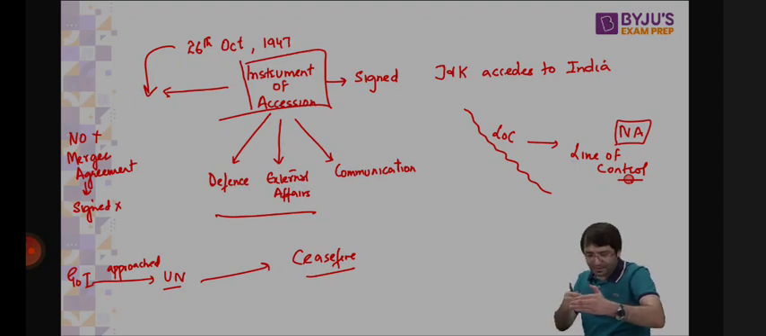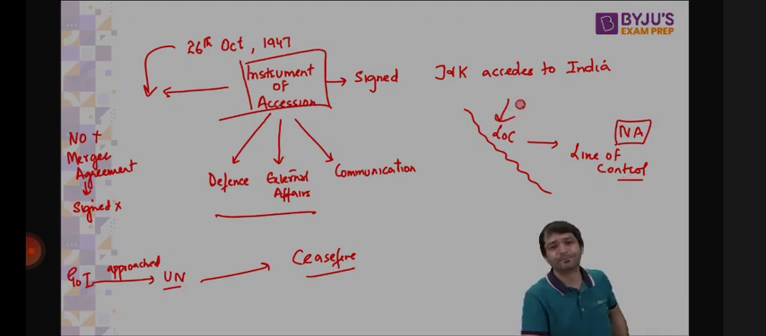United Nations said, hold the fire, ceasefire. So the Indian troops are till this line, Pakistani troops till this line, which separates India and Pakistan. This is known as line of control, LOC. And United Nations said there should be demilitarization.